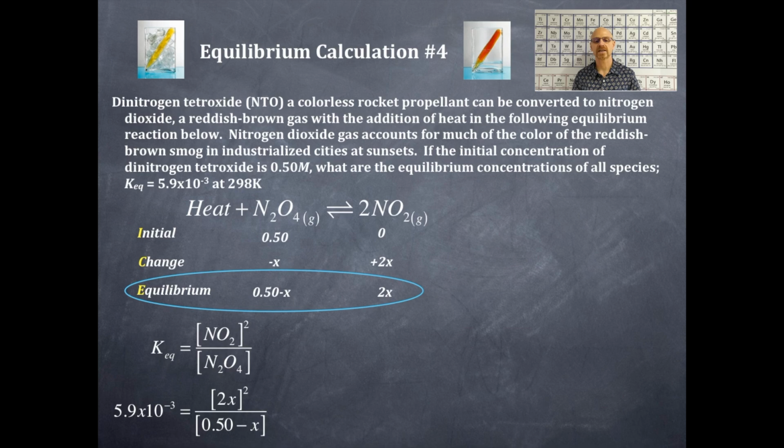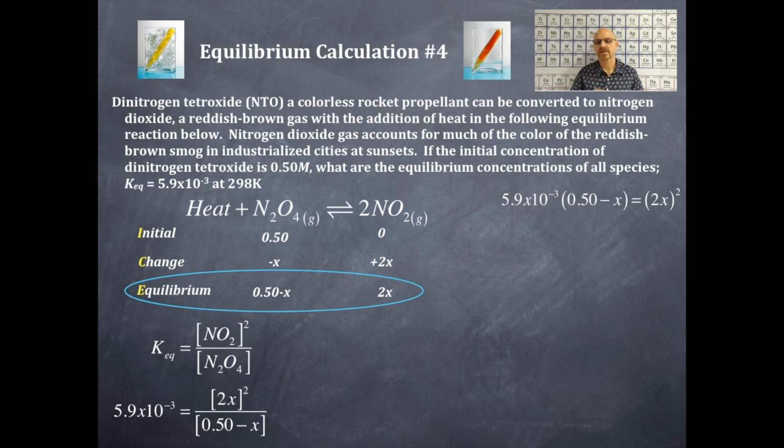Bam! Right there. Now I need to solve this mathematically. Here is a little bit of solving mathematically. Remember, it's 2x quantity squared, so that 2x quantity squared is going to be 4x squared. Hopefully that works out well for you. And I'm going to get rid of that denominator term and move it over to the numerator of the other side there.